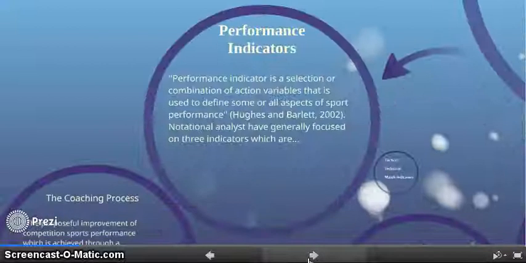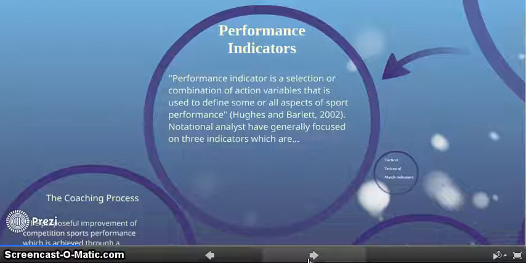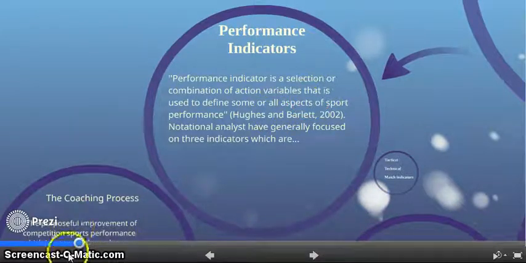And let's move on to performance indicators. According to Hughes and Bartlett 2002, a performance indicator is a selection or combination of action variables that is used to define some or all aspects of sport performance. These indicators are established by the coaching staff or the analyst and are used to assess the performance of an individual or the team. These performance indicators should relate to successful performance or a successful outcome.